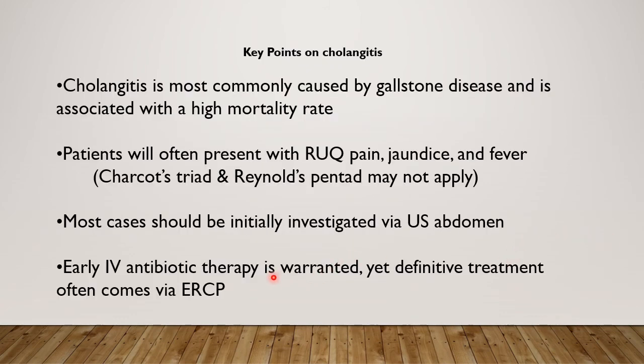Having said all this, now I come to give you the key points or summary of cholangitis. Cholangitis is most commonly caused by gallstone disease and is associated with high mortality. Patients will often present with right upper quadrant pain, jaundice, and fever, the so-called Charcot's triad. Most cases should be initially investigated via ultrasound. In fact, all patients should be investigated by ultrasound these days.